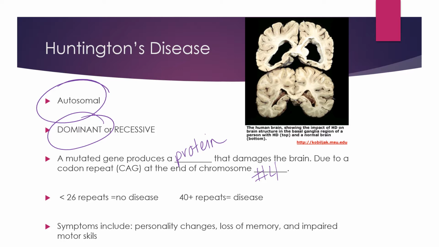You can see here it affects the basal ganglia region. This is the normal brain here, and this is an individual that has Huntington's disease, and you can see how the tissue here has just been worn away thanks to that protein. Because it affects the brain, it's going to cause issues with personality changes, loss of memory, and also impaired motor skills.